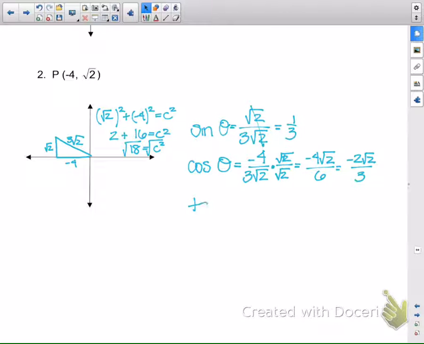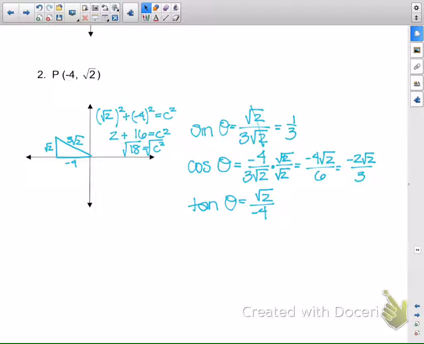Last on this side is your tangent. Tangent's your opposite over your adjacent, which in this case is what over what? Root 2 over -4. Can I reduce that? No, because the 2 is inside and the 4 is outside. Now, here's the reason we showed all of our work. Some of these, that's going to make it easier to find the reciprocals.